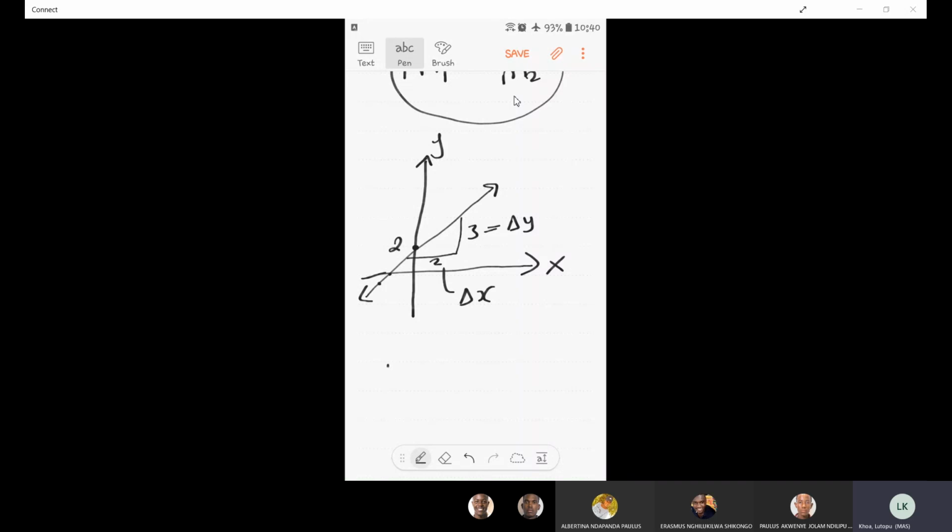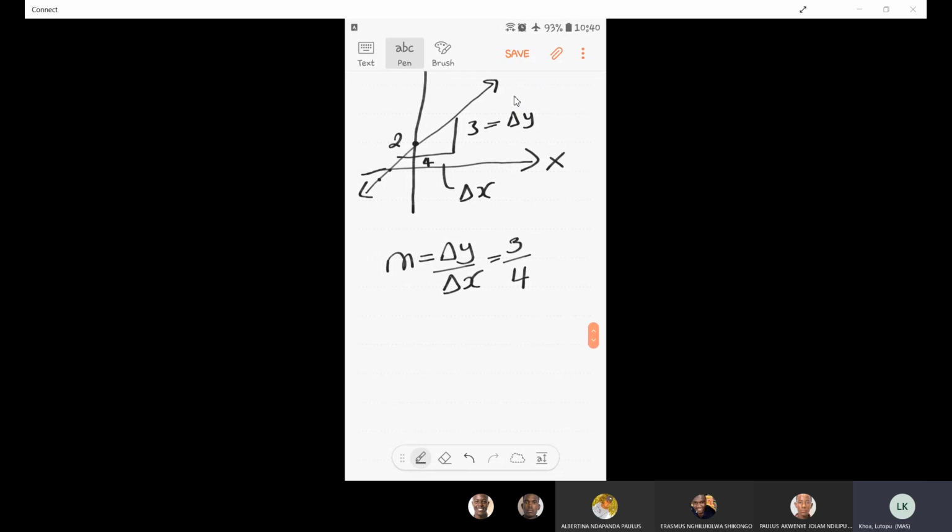So my gradient m is delta y over delta x. So this is, sorry, in the book it's 4. In the notes I wrote 2. I don't know why. Okay, this is 4. So this is 3 over 4. Okay, and then we know that in standard form our line is y is equal to mx plus c.